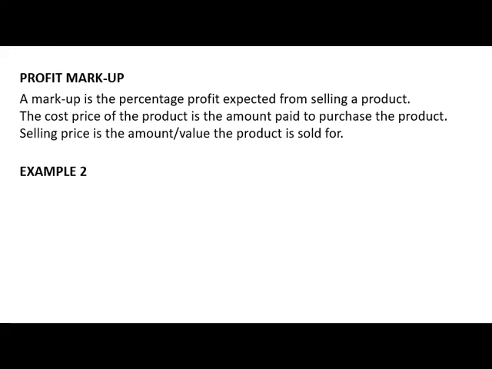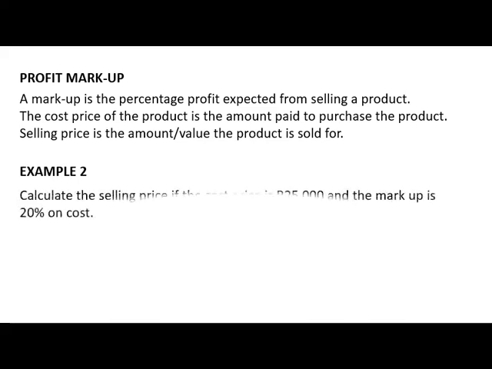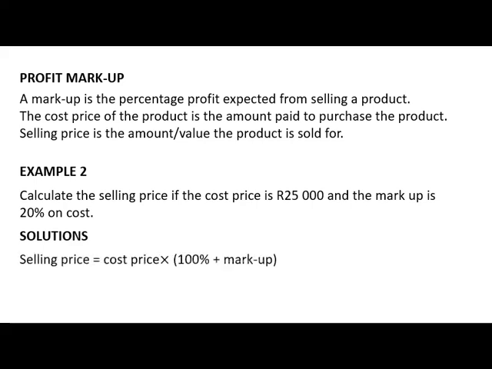Let us look at example 2. Calculate the selling price if the cost price is 25,000 and the markup is 20% on cost. To calculate the selling price, you have to use one of the two formulas. Selling price is equal to cost times 100 plus the markup percentage. In this case, please note that the markup percentage is 20%. So where there's markup, I will put 20%. Where there's cost price, I will substitute 25,000.